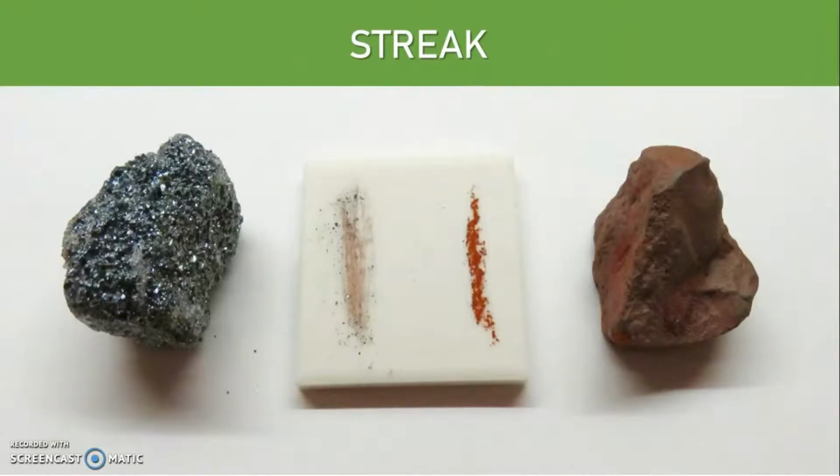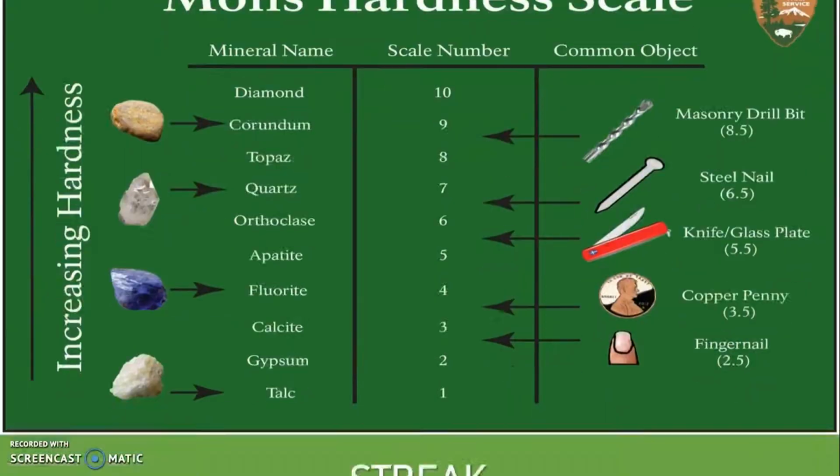So streak is basically the color of a mineral in its powdered form. The easiest way to get the streak of a mineral is by using a streak plate. What happens is you rub the mineral on the streak plate, and then the color it leaves on the streak plate tells you what the streak of the mineral is. So basically, that's the color of the mineral in its powdered form.